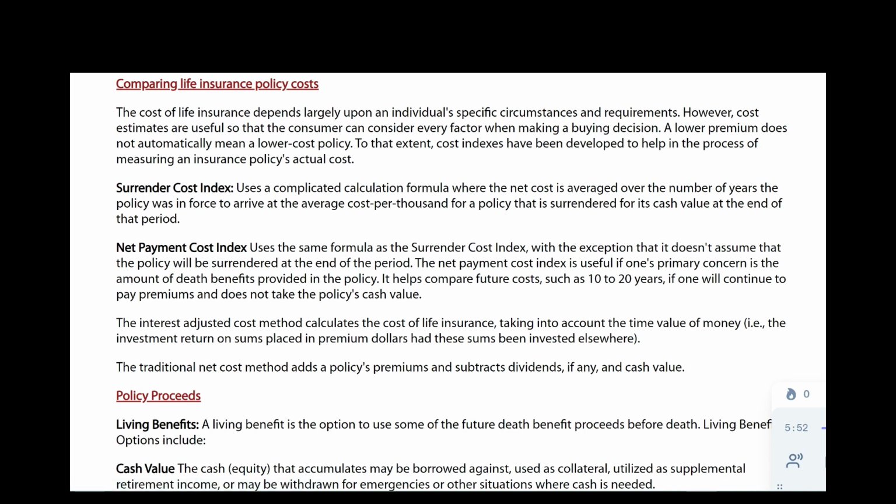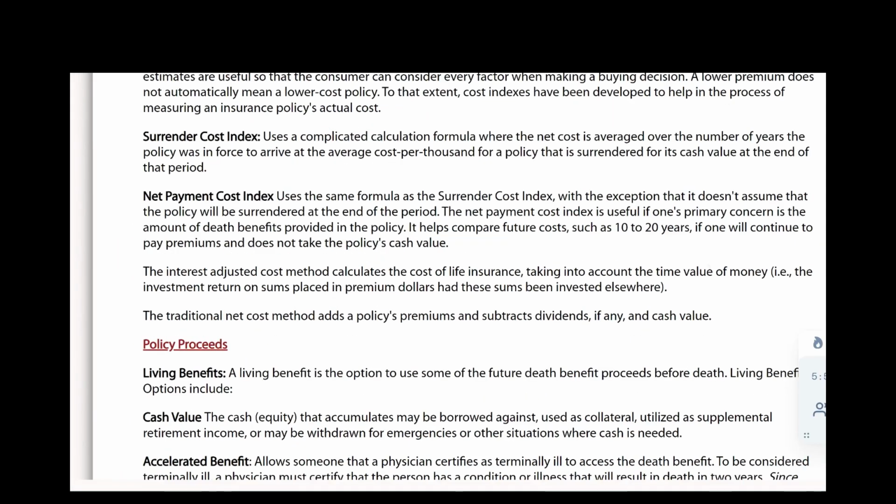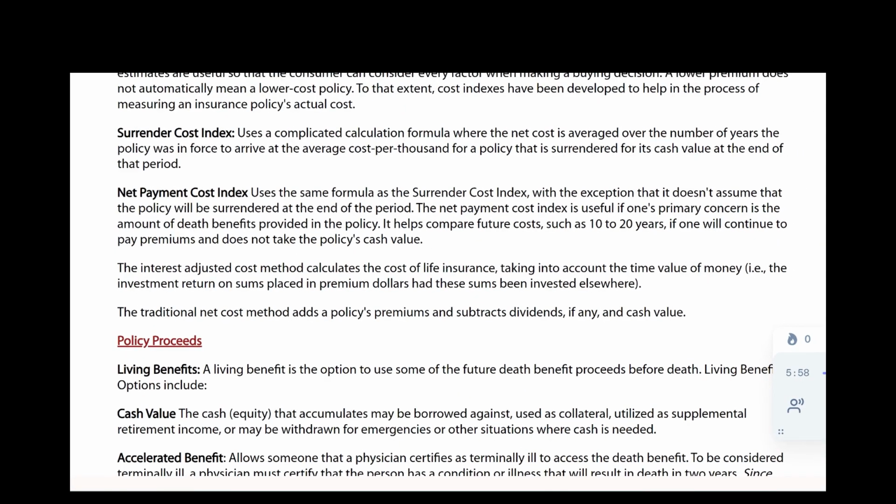The interest-adjusted cost method calculates the cost of life insurance, taking into account the time value of money, that is, the investment return on sums placed in premium dollars had these sums been invested elsewhere. The traditional net cost method adds a policy's premiums and subtracts dividends, if any, and cash value.